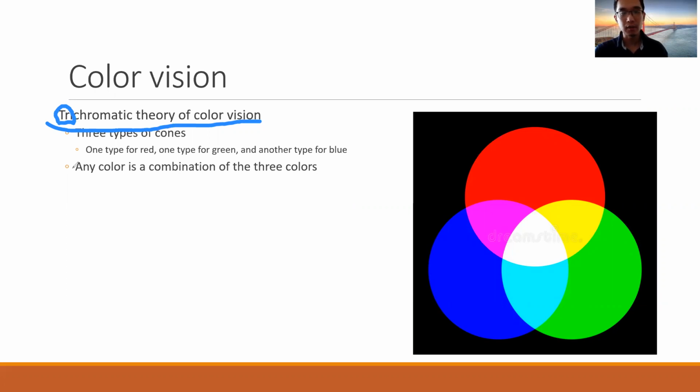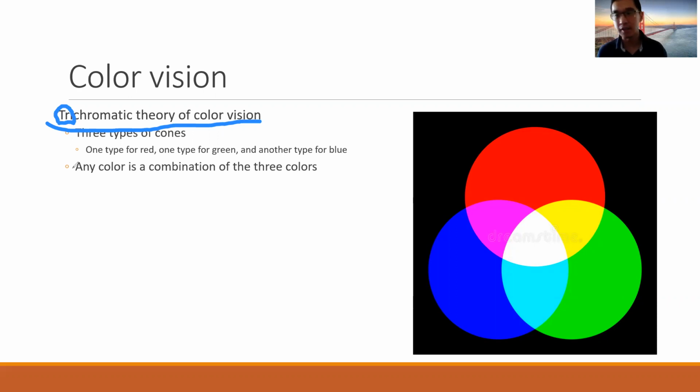One type of cone is very sensitive to red light, another type of cone is very sensitive to green light, and the third type of cone is very sensitive to blue light. So there are different kinds of light, because light has different frequencies. Red light is lower frequency and blue light is higher frequency. Green light is in the middle.